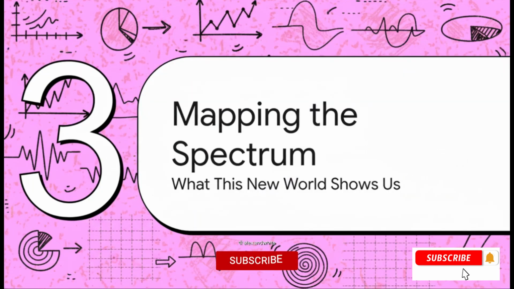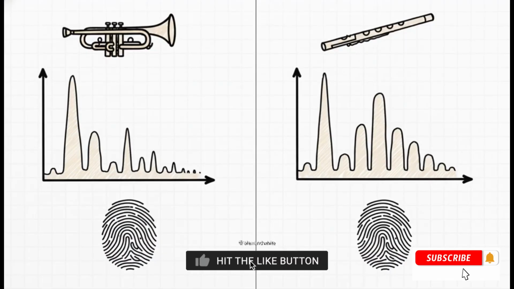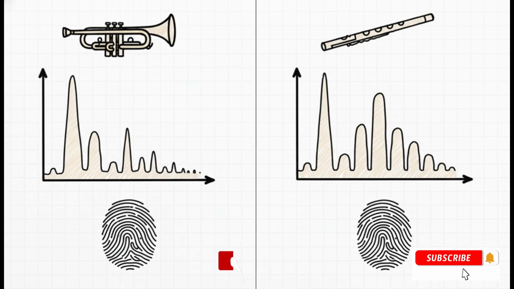Okay, so we've made the trip, we're in the frequency domain, now what? What does this new map actually tell us? What can we learn from this perspective? This spectrum, it tells you so much. Where you see a peak, that tells you exactly which frequency is in the signal. And how high that peak is, that tells you how strong it is. This is the signal's unique fingerprint.